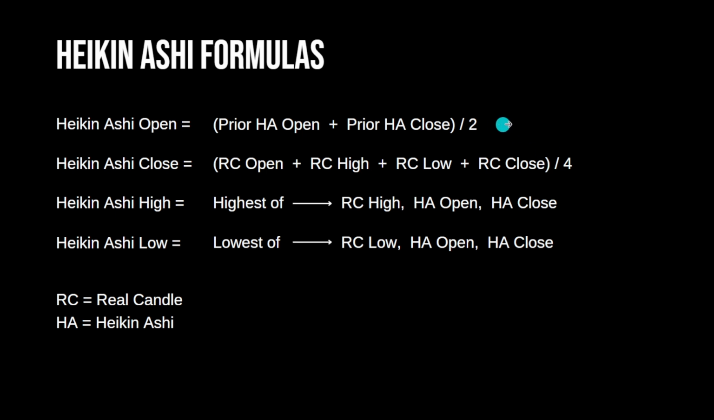And that goes for the open. The open of the HA candle is not at the real candle's open. If the Heikin Ashi high is a wick, the high is going to be the high of the real candle. If the Heikin Ashi low is a wick, that is going to be the low of the real candle.